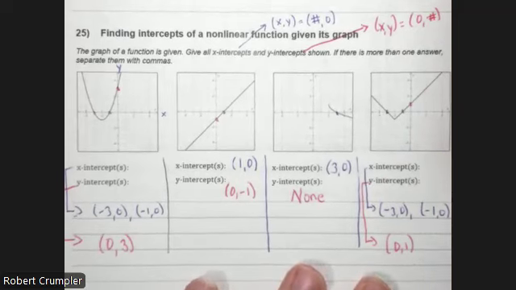Okay, so again, just identifying the x and the y-intercepts given the graph of the function. X-intercepts are just where the graph crosses the x-axis, y-intercepts where the graph crosses the y-axis.